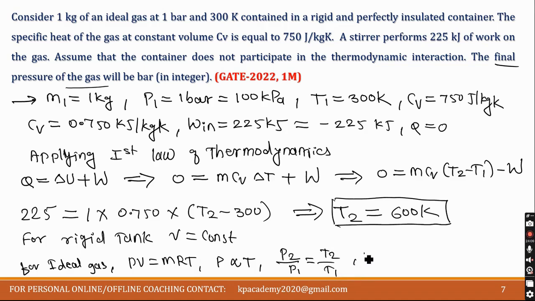Now we have to calculate the final pressure. That's why P2 equal to, directly we can write, P1 into T2 upon T1. So P1 is 1 bar, so 1 bar into T2, that is 600, divided by the initial temperature, that is 300. So in this case we get the value of pressure as 2 bar. Okay, so this way we can solve the problem.